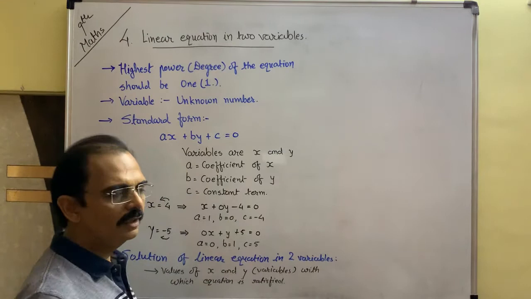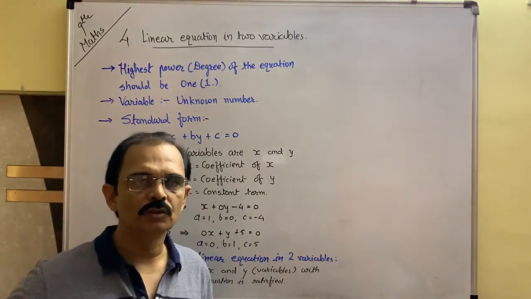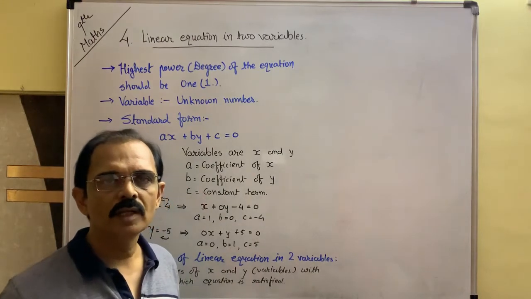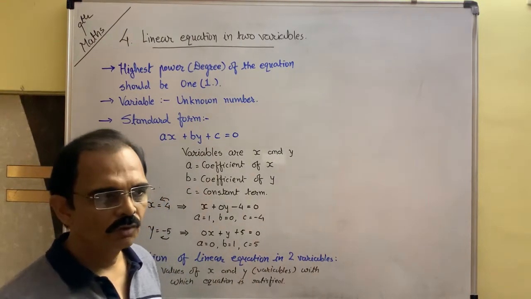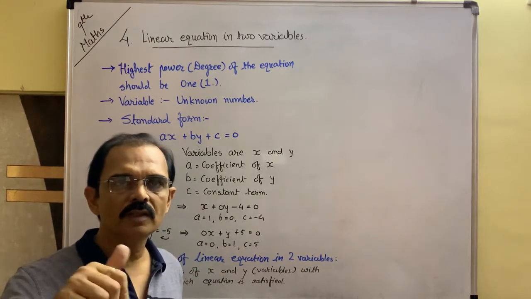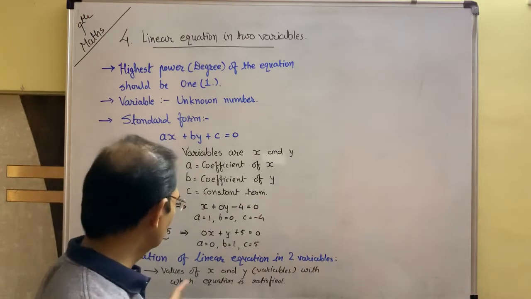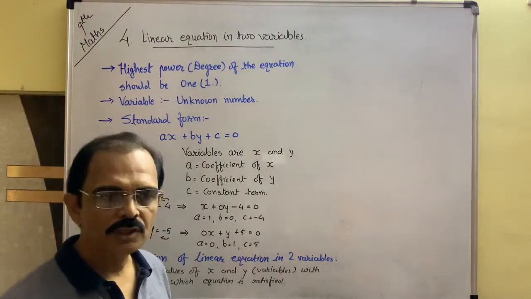Equation is satisfied. Standard form of the equation means something plus something plus something equals 0: ax plus by plus c equals 0. So place the values of x and y in such a way that the sum of these three converts into 0. These values of x and y are called the solution of the linear equation.